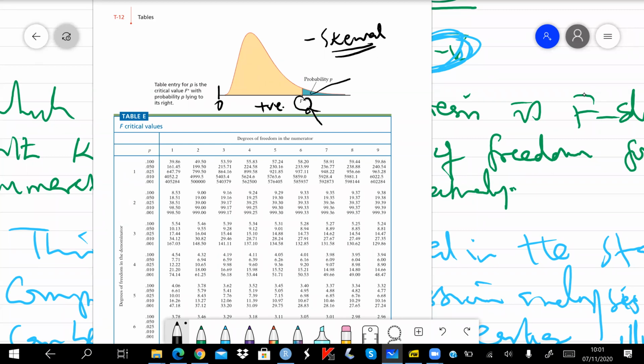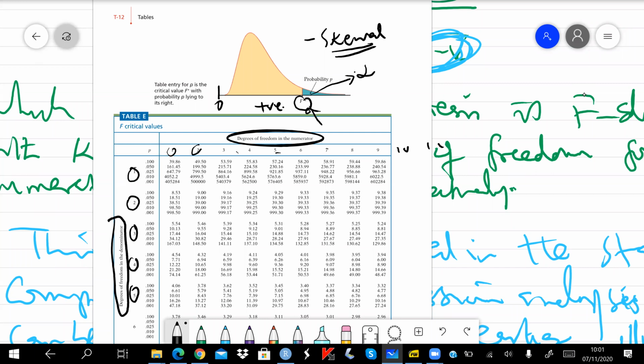Then this is your alpha. But you notice that there are two sets of degrees of freedom. Here you have the degrees of freedom for the numerator, and on the other side, we have degrees of freedom for the denominator. The degrees of freedom for the numerator run 1, 2, 3, 4. On the next page it continues 10, 11, 12, all the way. The same case with degrees of freedom for the denominator. Then here we have the different levels of significance.